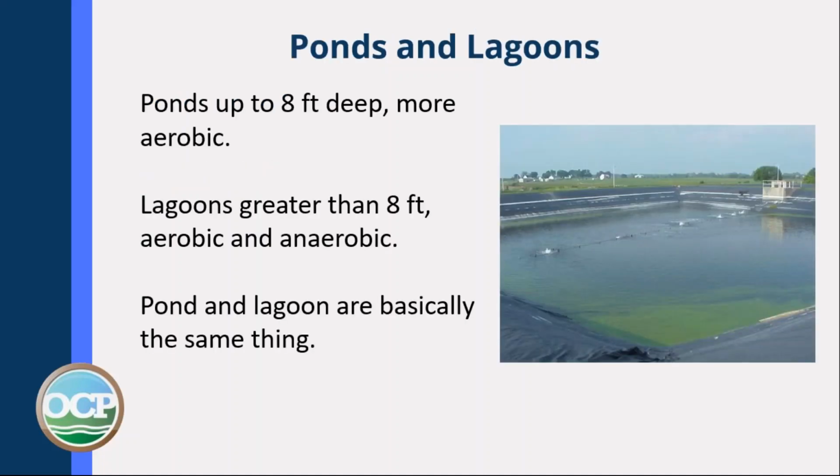Ponds and lagoons. Ponds are typically up to 8 feet deep, and most of them are aerobic. Lagoons are typically greater than 8 feet and are typically aerobic, anaerobic, or facultative. Ponds and lagoons are basically the same thing in the way they're operated, just lagoons are deeper, and typically lagoons are more mechanically aerated, and ponds are more aerated with algae.